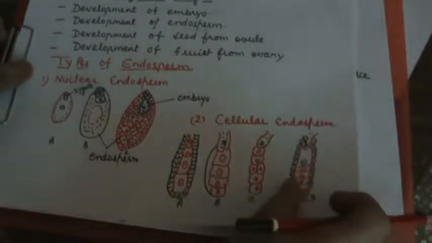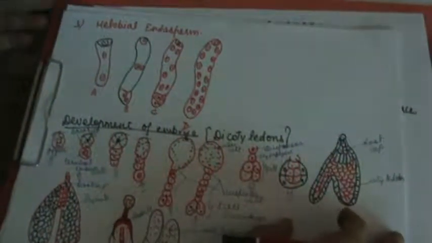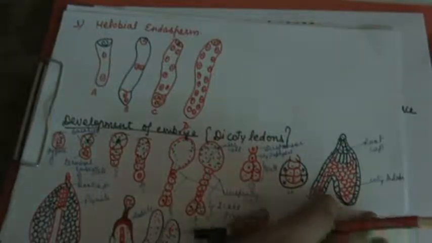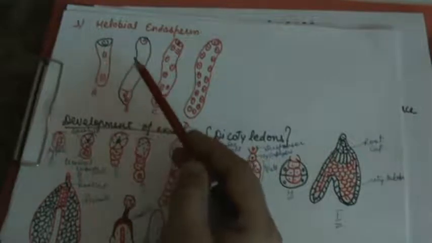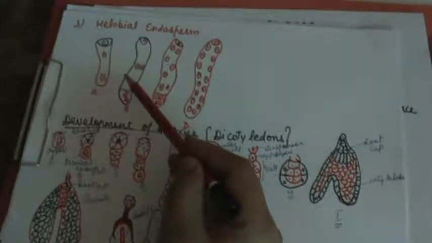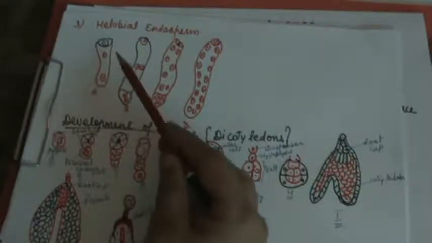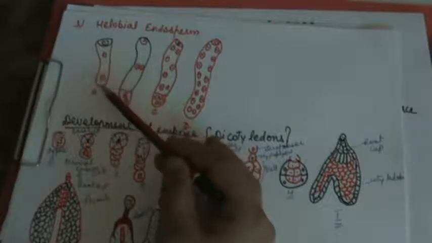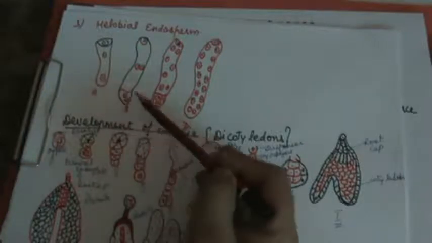Next, the third one is helobial endosperm. In this type of endosperm, the primary endosperm nucleus moves towards the chalazial end. This is the chalazial end. In the structure of the ovule, we have studied the chalazial and the micropylar end. It moves towards the chalazial end. This is the first nuclear division of the primary endosperm.